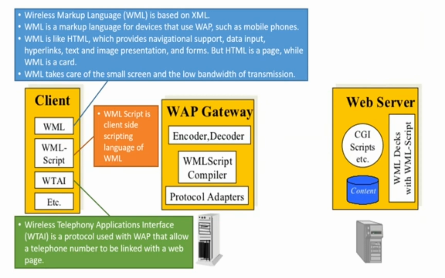Next we are going to see the components of the WAP gateway. Encoder and decoder are used for encoding and decoding purposes. WML script compiler is used to compile the WML script. Next, the protocol adapters support the WAP gateway. Next, the components of the web server. The web server supports two components, that is CGI, then WML deck.